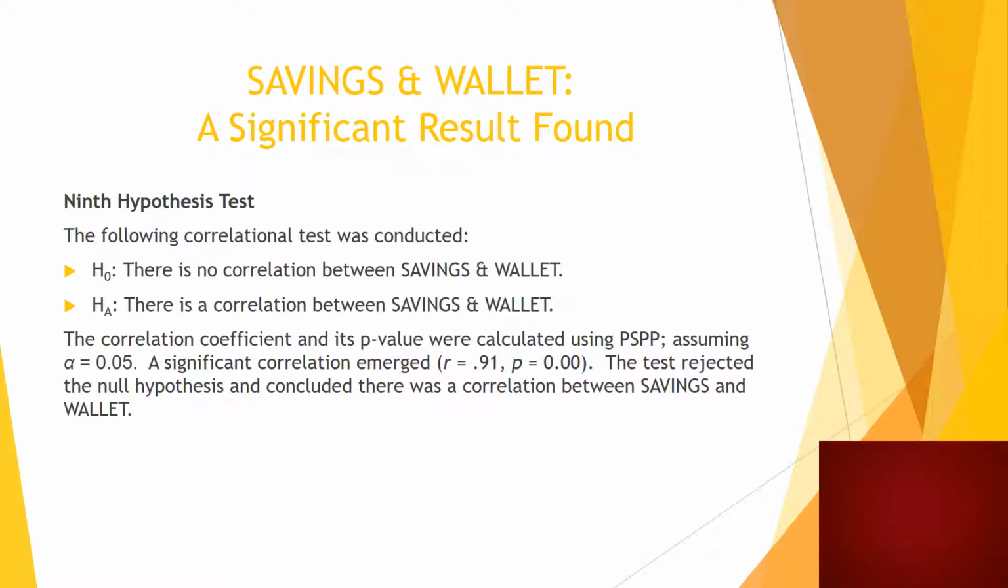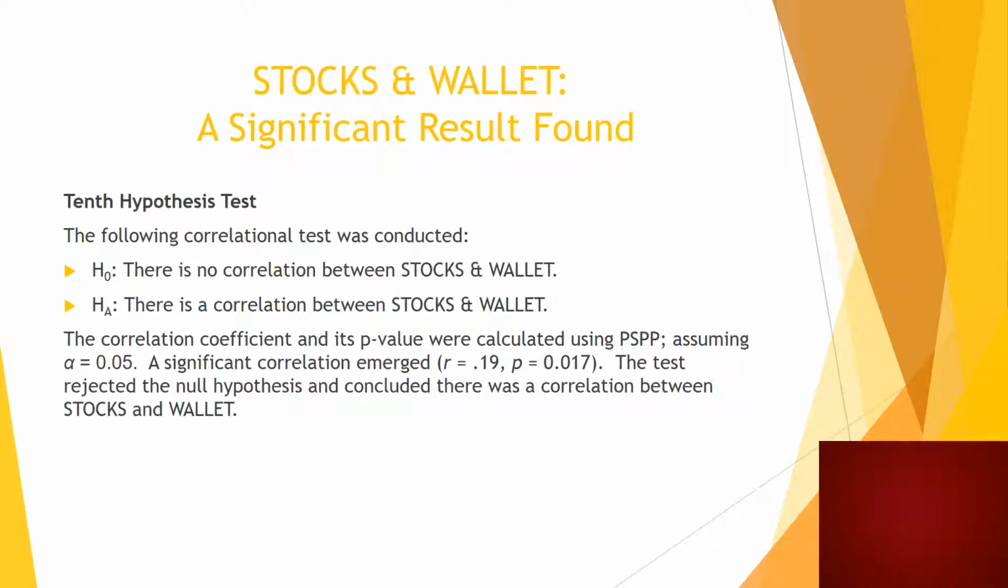On the 9th hypothesis test, we looked at savings and the amount of money in the wallet. The null hypothesis stated that there is no correlation between savings and wallet. The alternate hypothesis: that there is a correlation between savings and wallet. So again here we find a significant correlation, an R value of 0.91 and a P value of 0. So we're able to reject the null hypothesis and conclude that there was a correlation between savings and wallet.